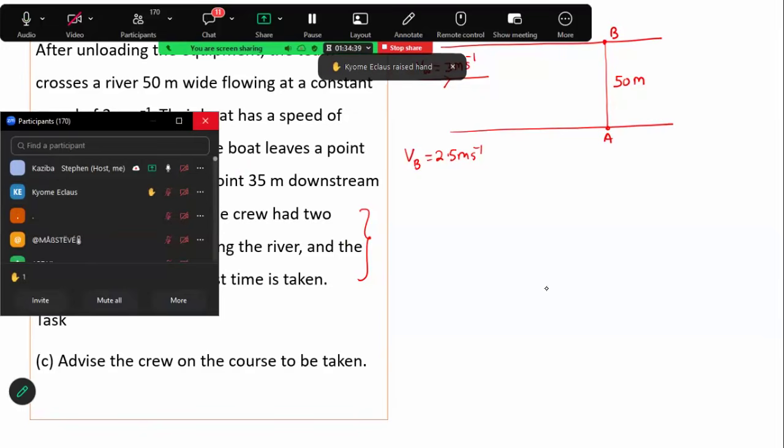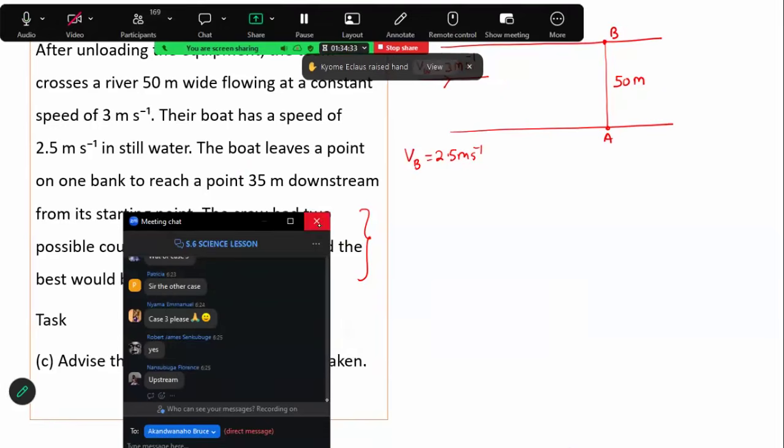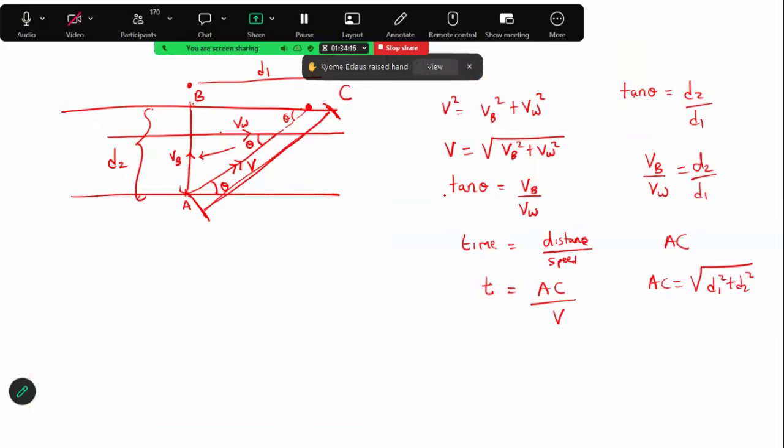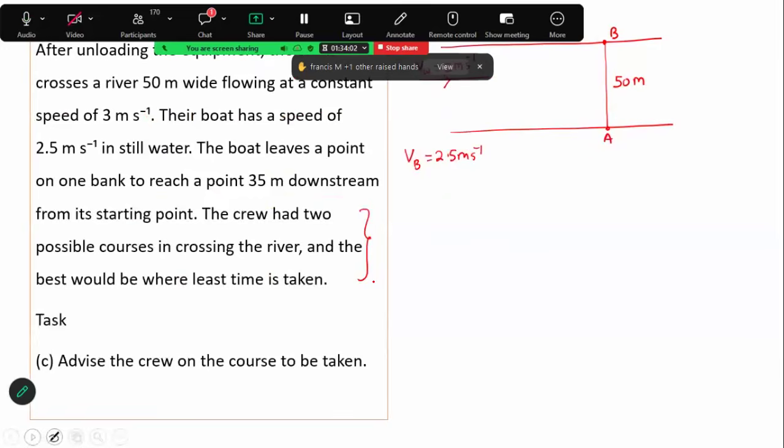Good morning, teacher. Good morning. My question was, before we came to this question, according to the other analysis we made, we realized that for us to always find the time, we always use the resultant velocity. Is it the case? Whenever we are finding time, we should always have the resultant velocity. Yes, the resultant velocity with respect to that distance along which that resultant velocity is moving. All right. Thank you, sir.